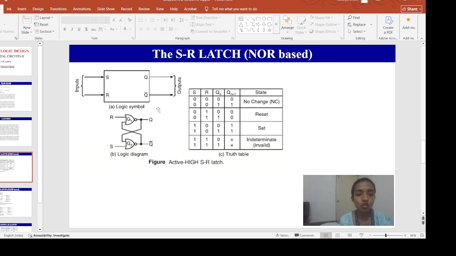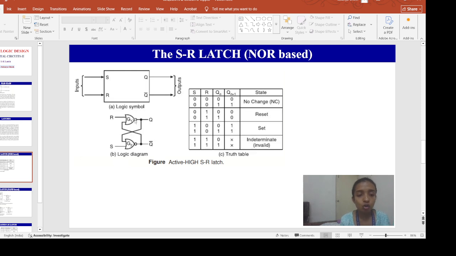It can be constructed using either two cross-coupled NAND gates or two cross-coupled NOR gates. As you can see, this is the logic symbol. Here we have shown two cross-coupled NOR gates. That is why we are calling it the NOR-based active high SR latch. So using two NOR gates, an active high SR latch can be constructed, and if we use NAND gates, then also we can form the SR latch, and in that case it will be an active low SR latch.